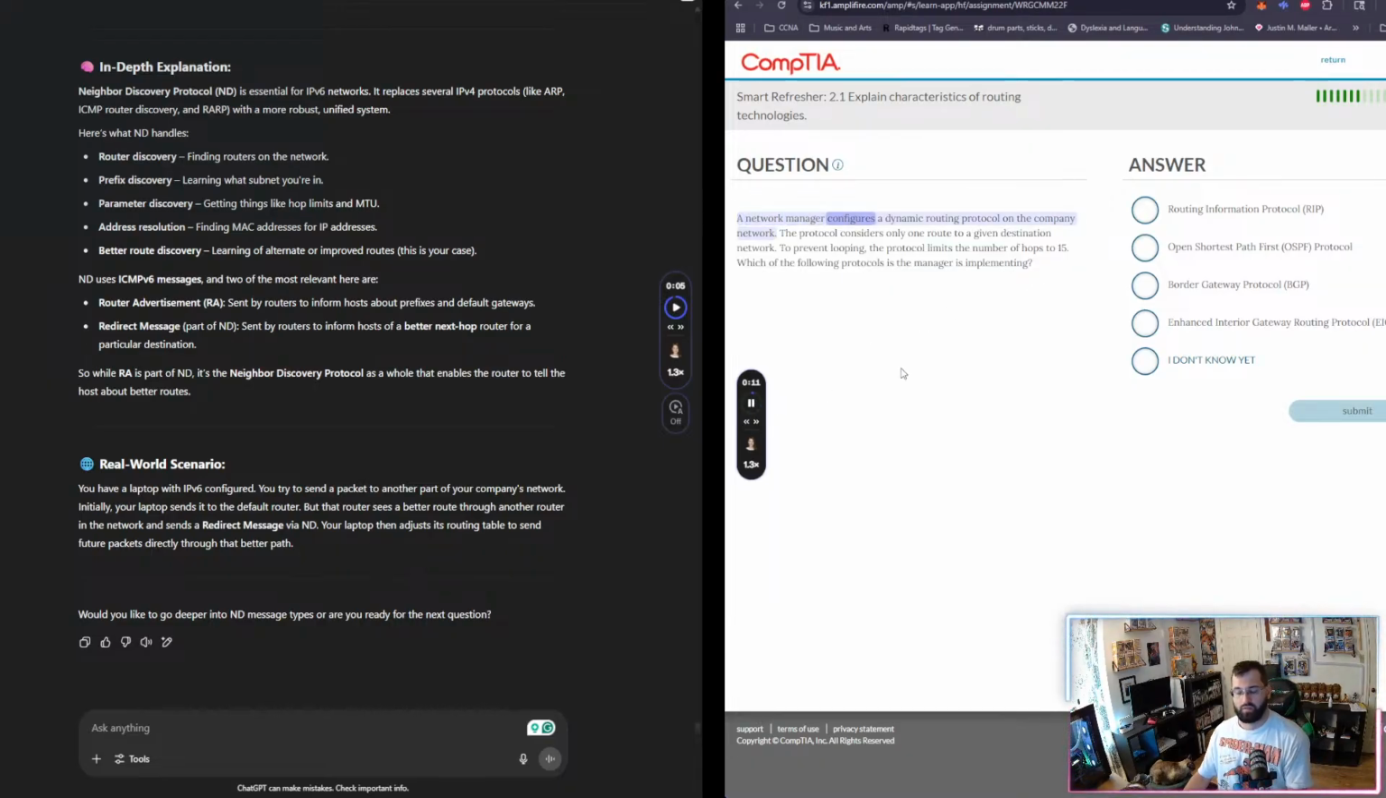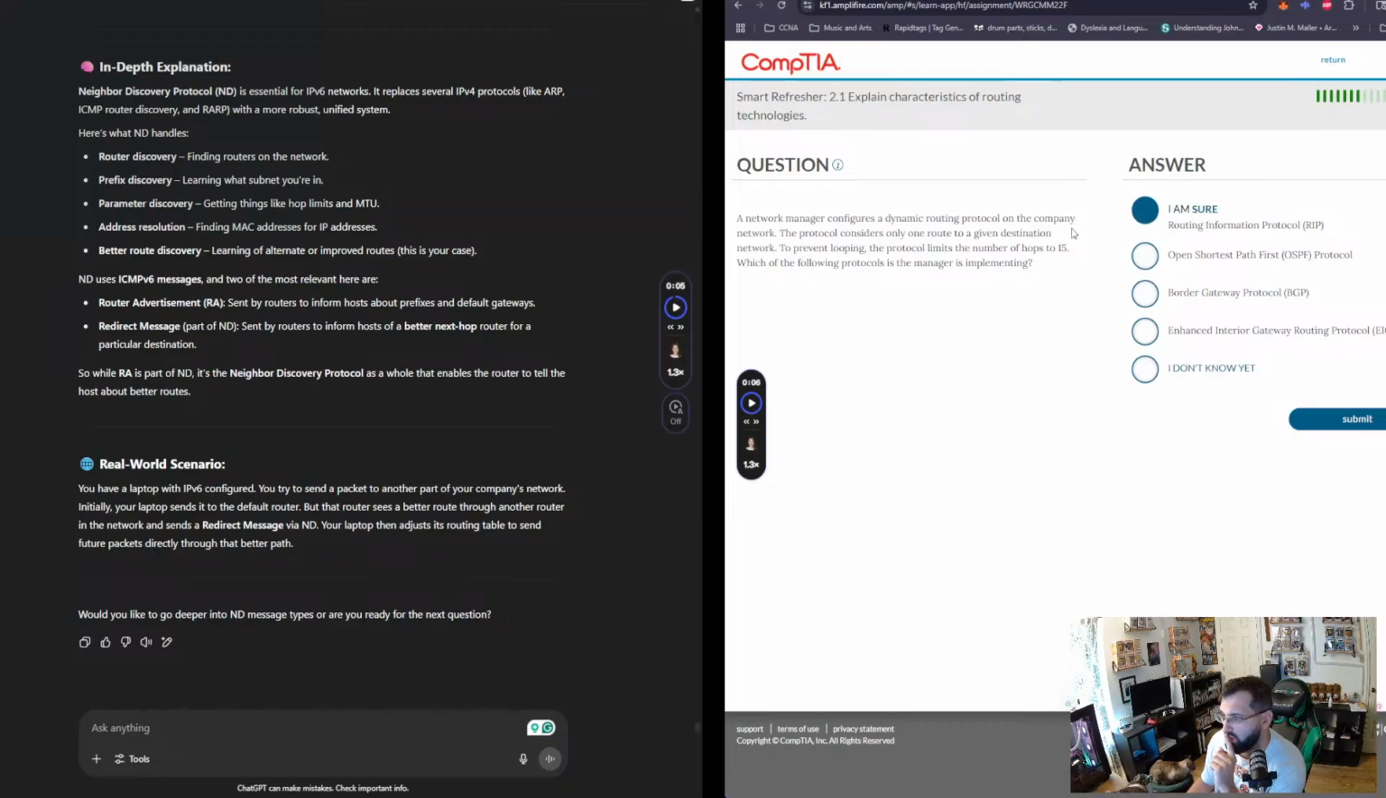A network manager configures a dynamic routing protocol on the company network. The protocol considers only one route to a given destination network. To prevent looping, the protocol limits the number of hops to 15. Which of the following protocols is the manager implementing?